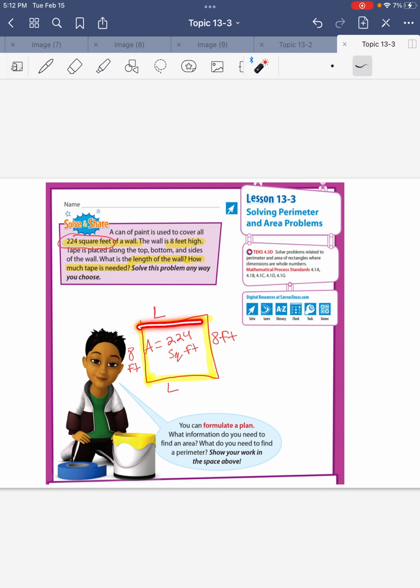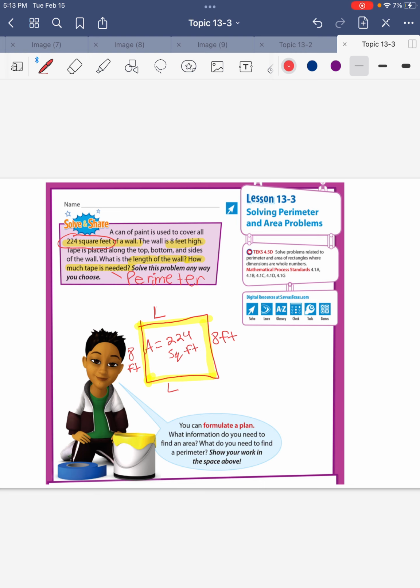Remember, the tape is going all around the wall. It's going around it. It's not going inside of it. No, it's going around it. So it's saying how much tape is needed. It's really asking you for the perimeter. What's the perimeter?